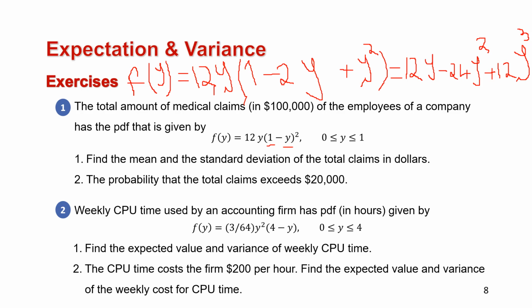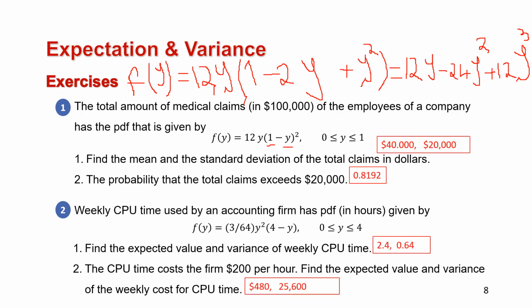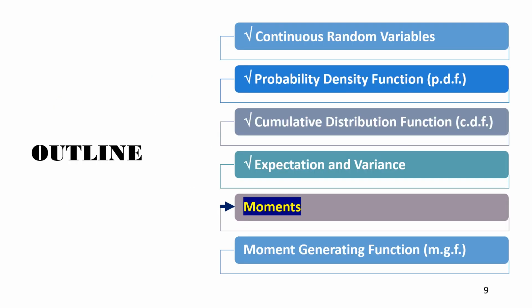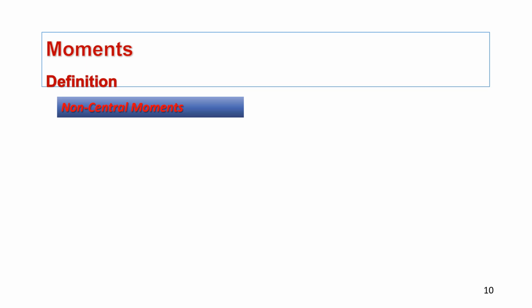The CPU time costs the firm $20 per hour. Okay, but then find the expected value and the variance. We will multiply 20 times y, and then I will find the expected value of x, for example, or the expected value of 20y. In this case, it will be 20 times the expected value of y. And what about the variance? The variance will be 20 squared times the variance of y. And here are the answers to check.